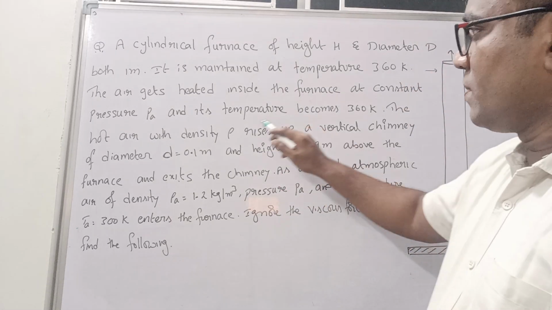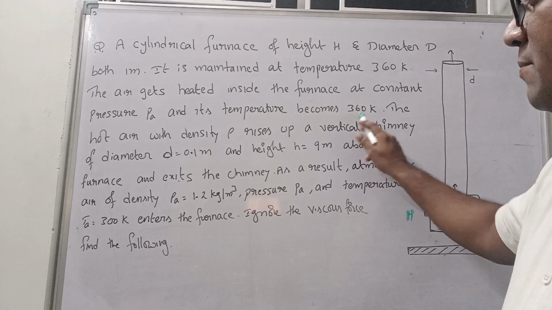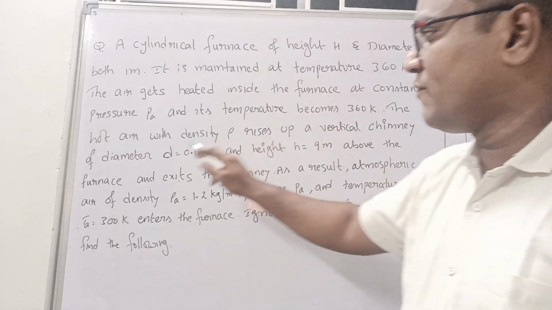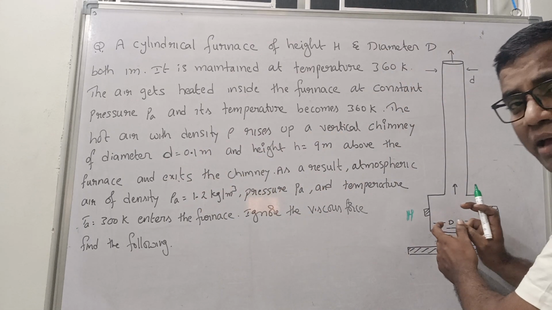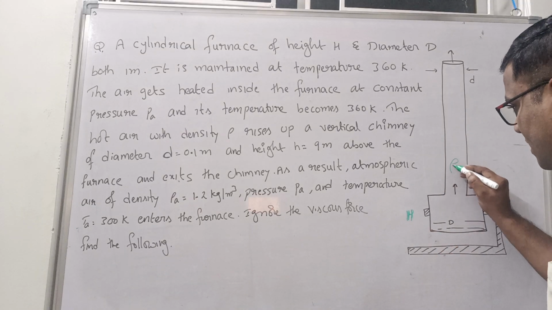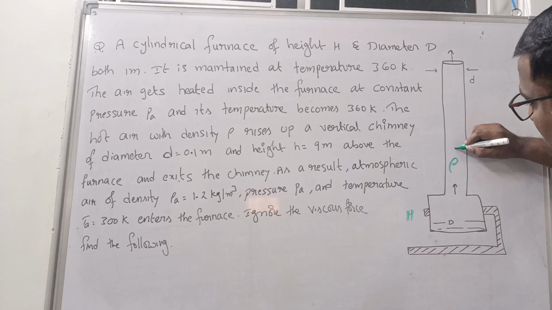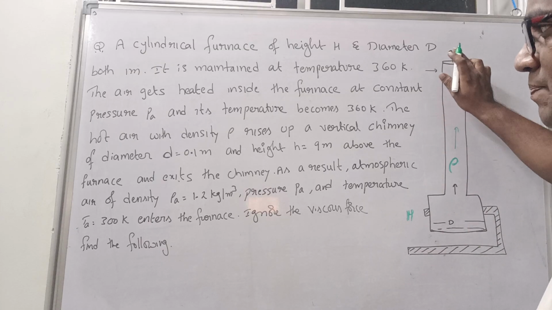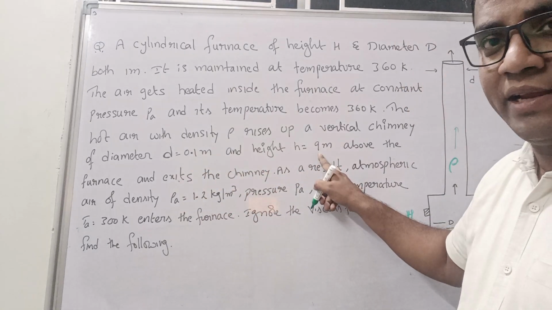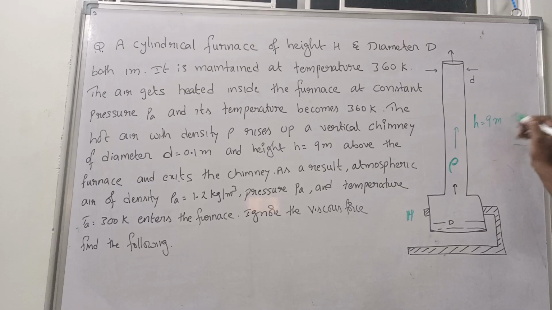So now see here, furnace at constant pressure PA and this temperature becomes 360. The hot air with density rho rises up with vertical chimney of diameter d. So here, when the air becomes hot, then the hot air rises up. The density is given as rho. This air will go up along the chimney. Diameter is given, d is equal to 0.1 and height is equal to 9 meter. So this chimney height is equal to 9 meter is given.